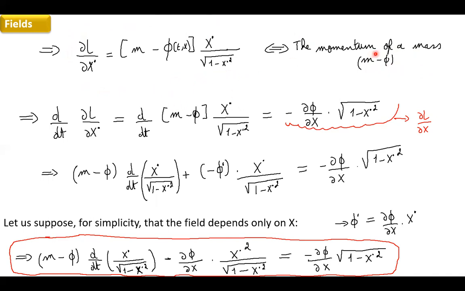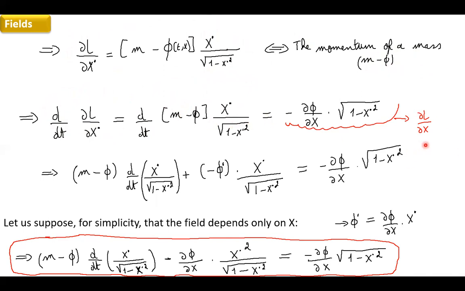Okay, so let's put this aside. Let's calculate the Euler-Lagrange equation. We need d over dt of del L over del x dot, which is d over dt of this quantity.